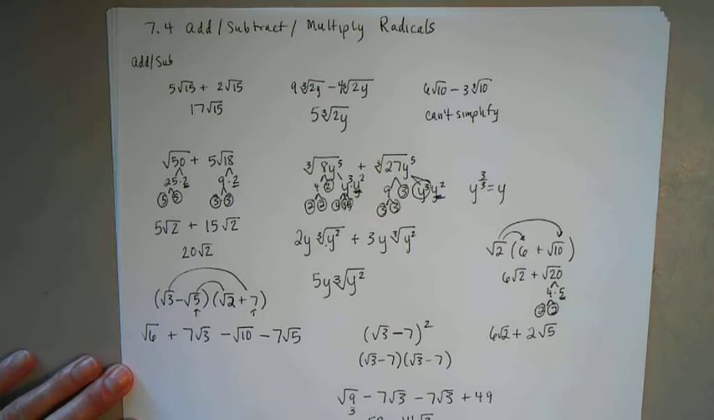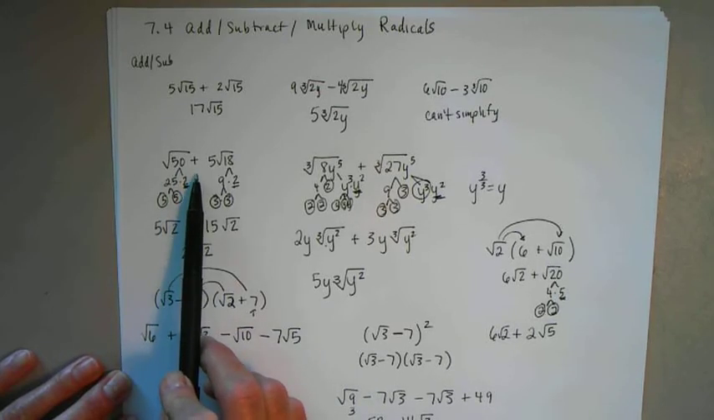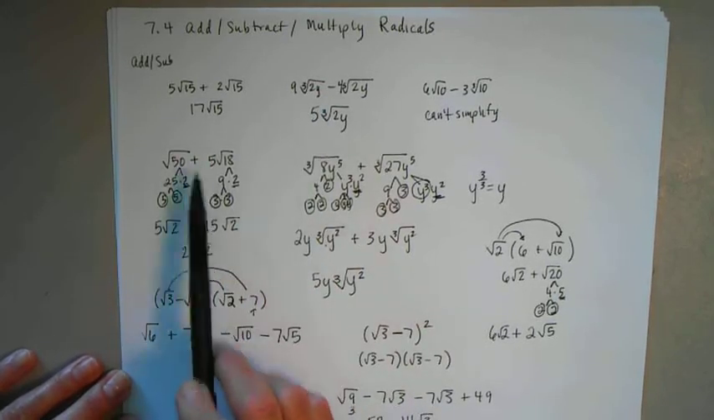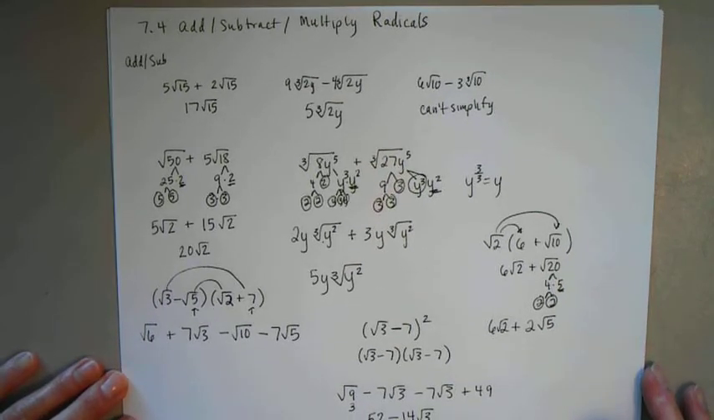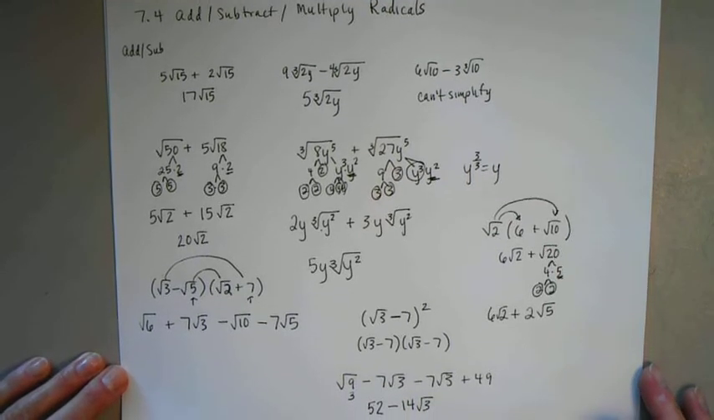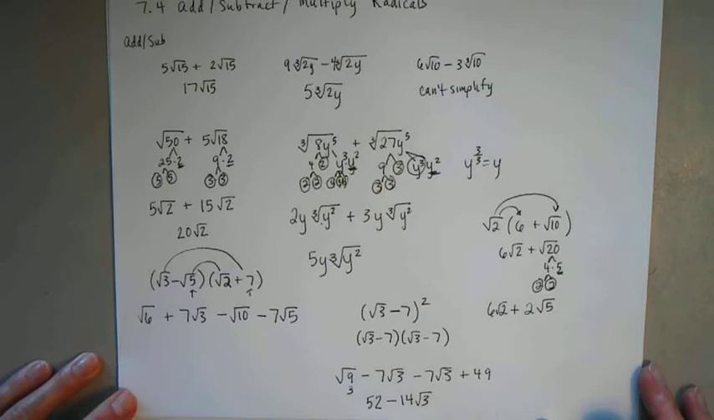So, by the way, I've seen problems, and there have even been add and subtract problems in the final exam. So this could totally be on your final. It will absolutely be on your next test. So make sure you know it well. Good luck. Oh, my paper was almost off the screen. Can you see that? 52 minus 14 root 3.